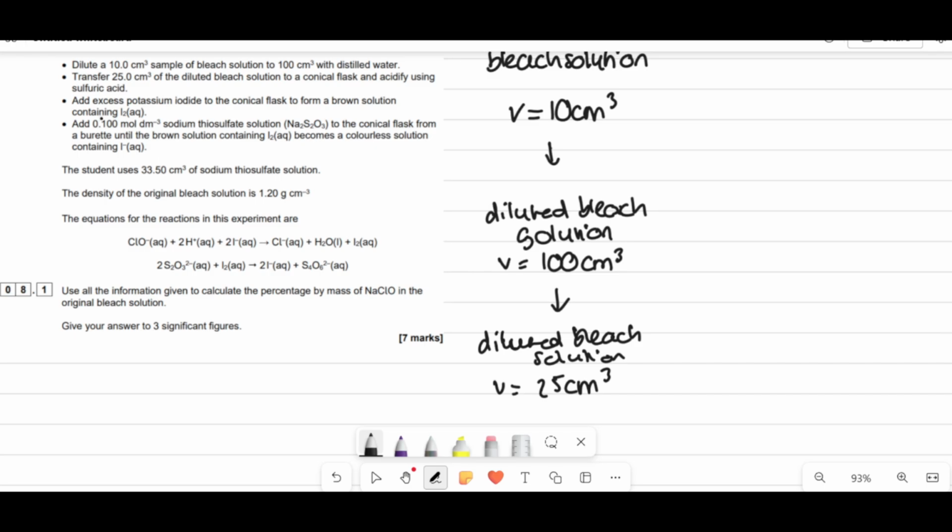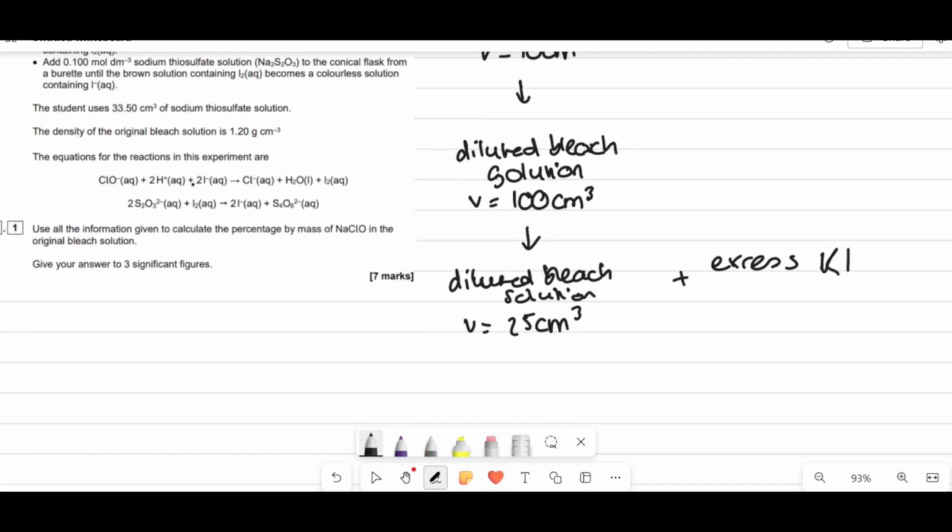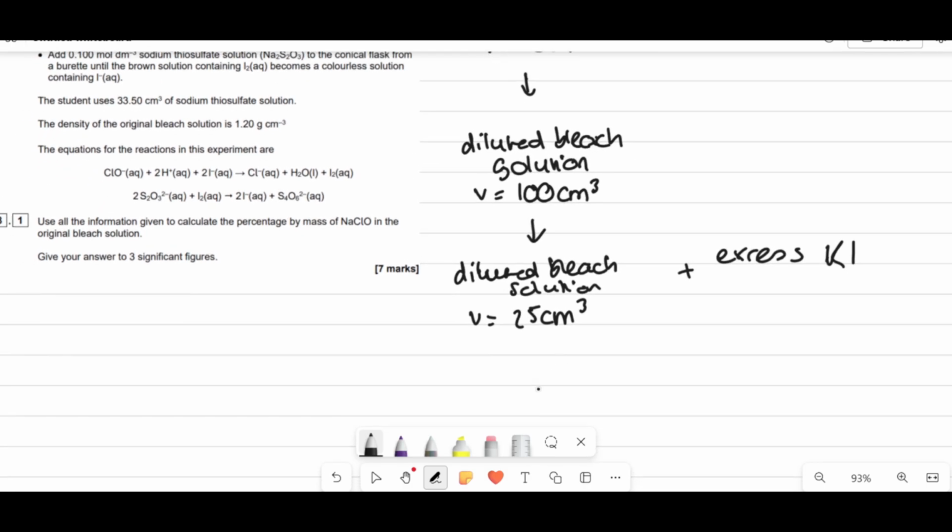So next, they add excess potassium iodide to the conical flask to form a brown solution that contains I2. Cool. So here we've added excess potassium iodide. That's all I know. Next line. I can see a concentration, so that's my next thing here then. So a concentration of 0.1.